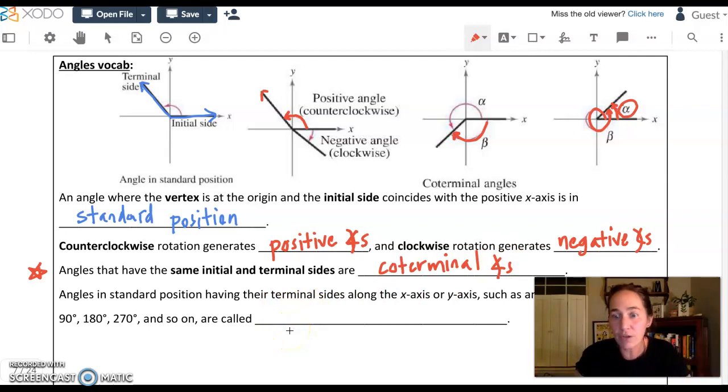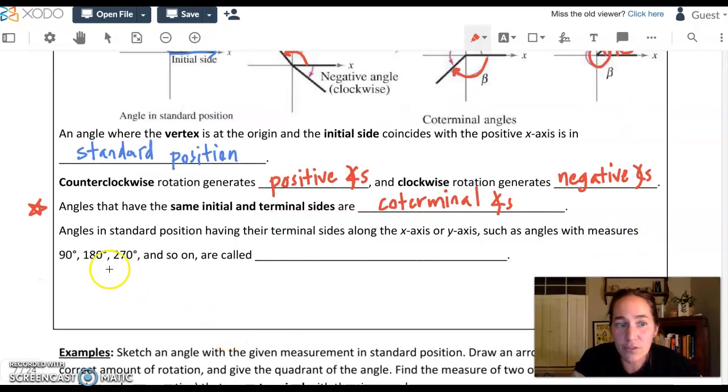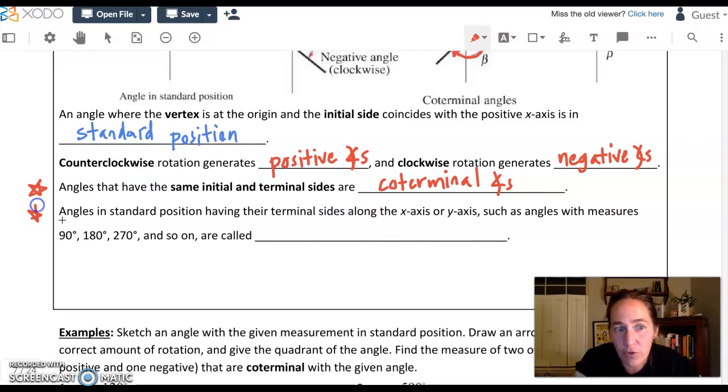And that number, 360 degrees, becomes really important with coterminal angles, because I could add or subtract any integer multiple of 360 and get an angle that lands in the same spot. We'll see that below. Angles in standard position, these are big ones too, just a little bit more vocab here.